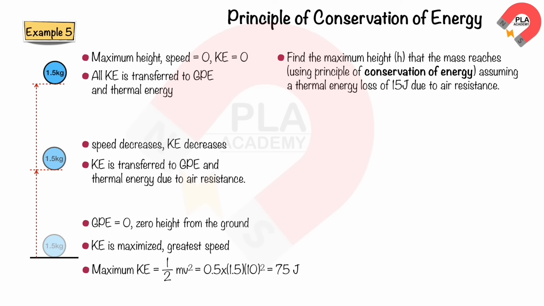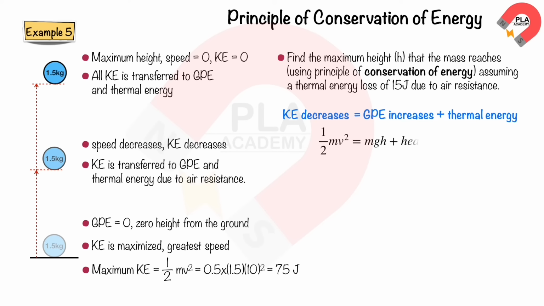To find the maximum height that the mass reaches, we can apply the principle of conservation of energy, assuming a thermal energy loss of 15 joules due to air resistance. The decrease in kinetic energy is equal to the increase in both gravitational potential energy and thermal energy. Using the equation half of m times v squared equals mgh plus thermal energy lost, we can substitute the values in: m equals 1.5, v equals 10, g equals 9.8 and thermal energy lost equals 15. Solving this equation, we find that the height, h, equals 4.1 meters.